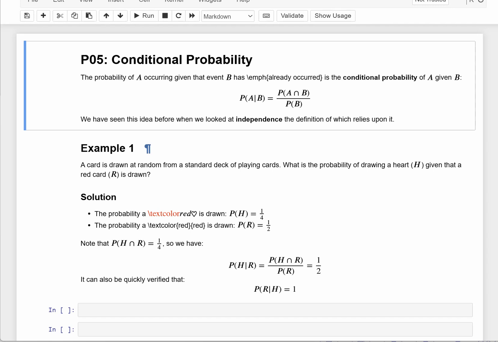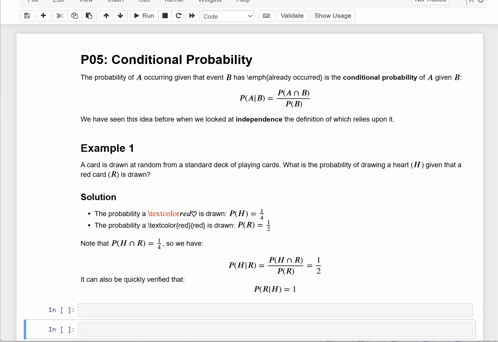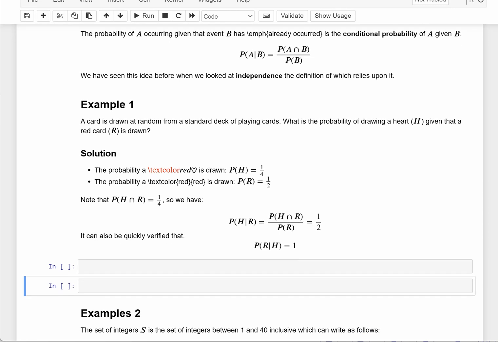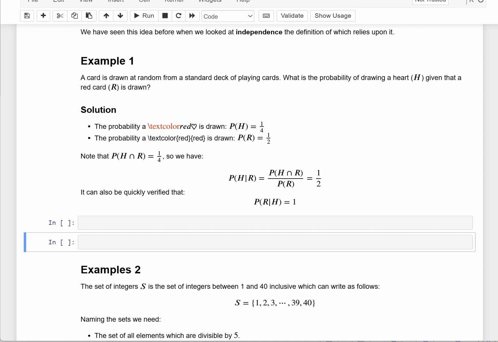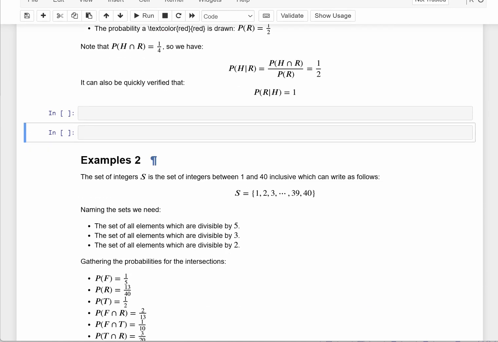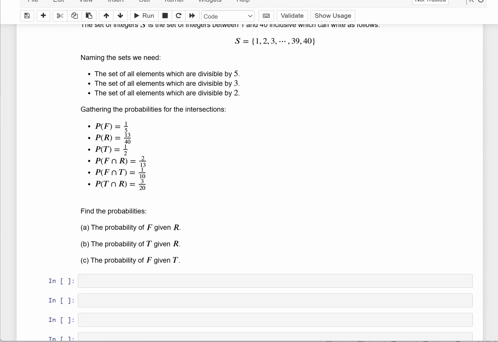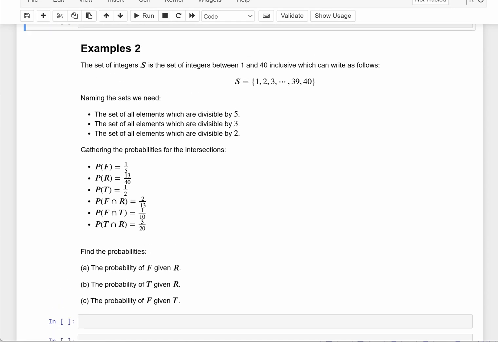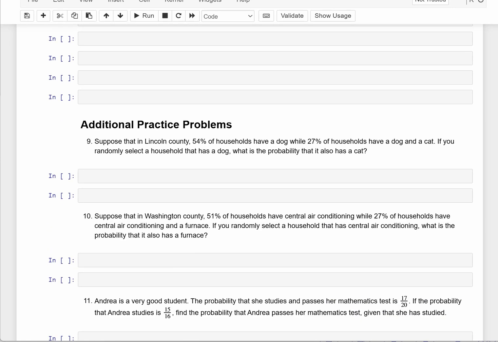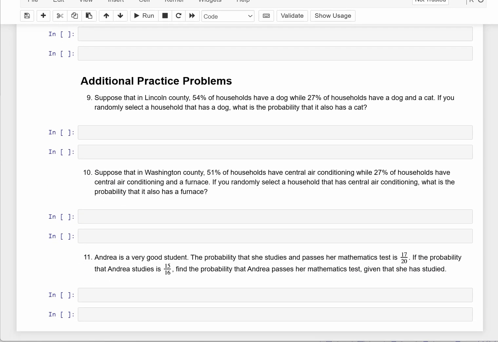And let's jump to our conditional probability notebook, and you can see that we have some of the same things. I'm going to see if I can fix this. Okay. And I did example 1 and I did examples 2, A, B, and C already. But we have these additional practice problems.